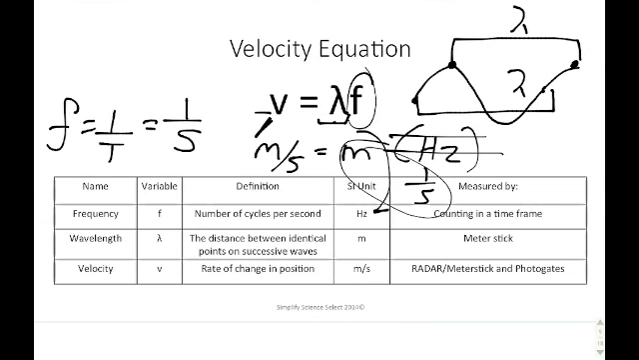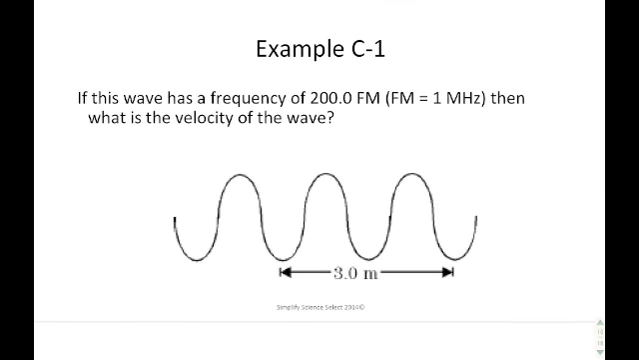So since this is a math equation, a lot of times what you need to do is just work with this particular equation. You need to see this equation in action. So the first one says, if this wave has a frequency of 200 FM, okay, we know we don't have 200 FM, it's like 107 FM, but if it's 200 FM, then what is the velocity of this particular wave?